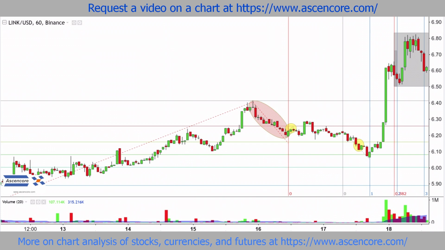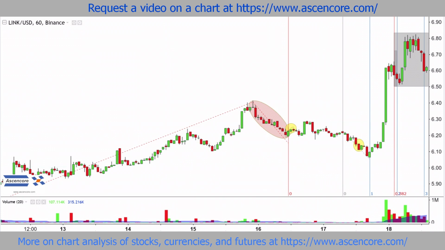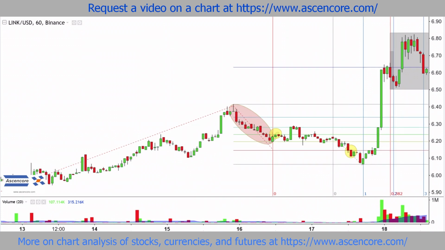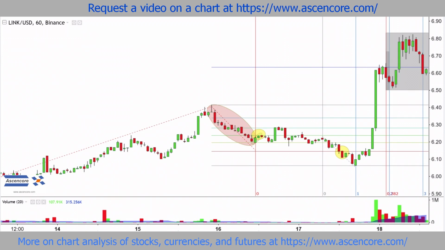That is until reaching the area marked in gray that is now quite well defined in the time ranges of these lines from the trend-based Fibonacci time zone and regular Fibonacci time zone.